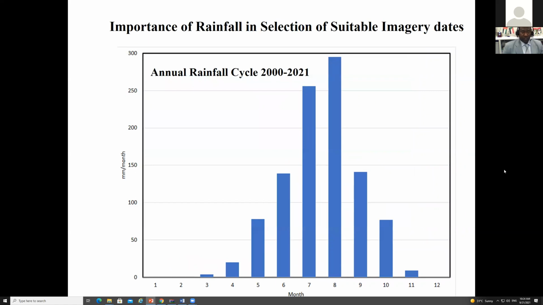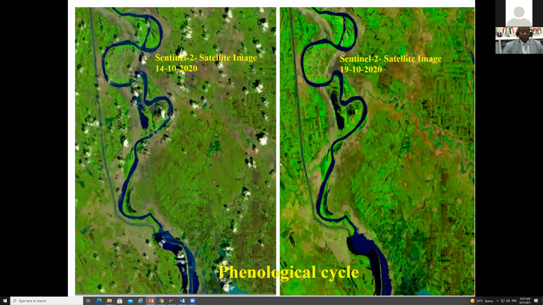The first step is the selection of the satellite image. We have to refer to the rainfall pattern so that we can choose the best months where there is less rain, to avoid cloud coverage. As you can see here, this is during October 14 and here 19. All the area is covered by vegetation because maybe this is after August, September, the plants.